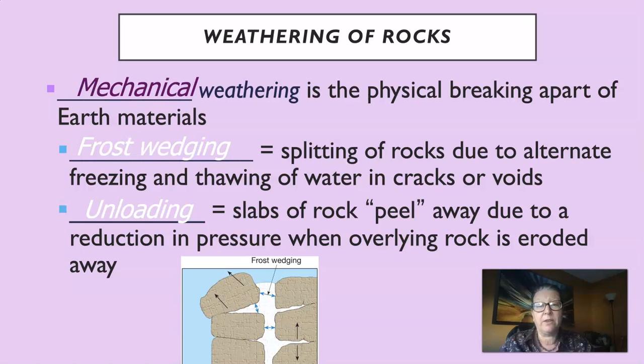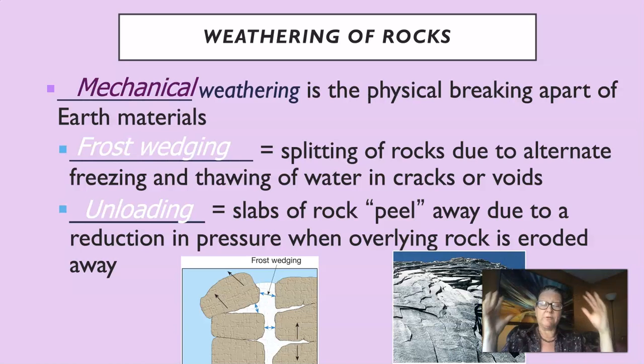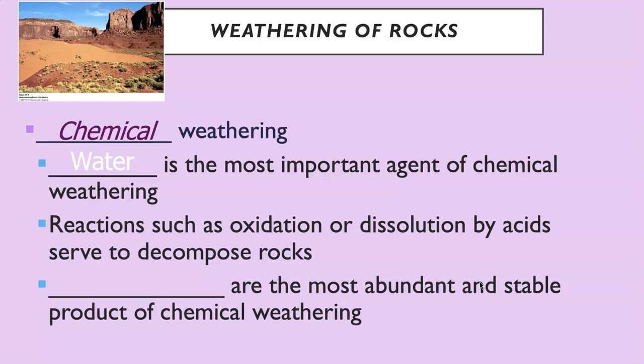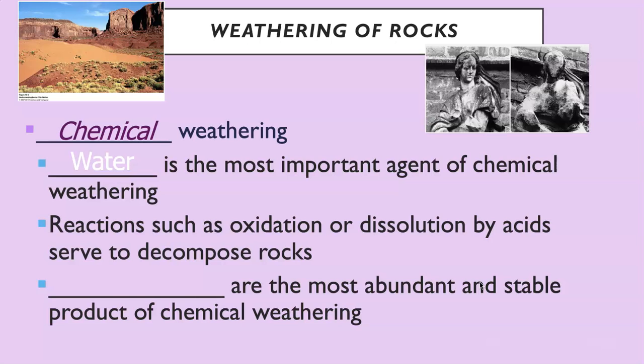Another type of mechanical weathering is called unloading, and this happens when rocks come to the surface that formed deep below the surface, and the pressure is sort of released and they start to peel away, almost like the outer skin of an onion. The other type of weathering is chemical weathering, and this typically involves water. Chemical weathering involves some sort of change in the chemistry of the rock. Oxidation or rusting is what turns rocks red, because the iron has oxidized in the minerals. Dissolution by acids or acidic rainwater can also decompose rocks, such as has been done to this statue here.